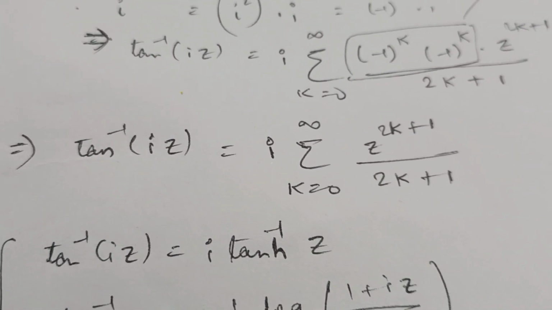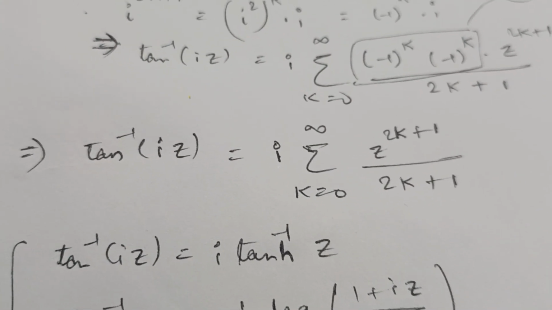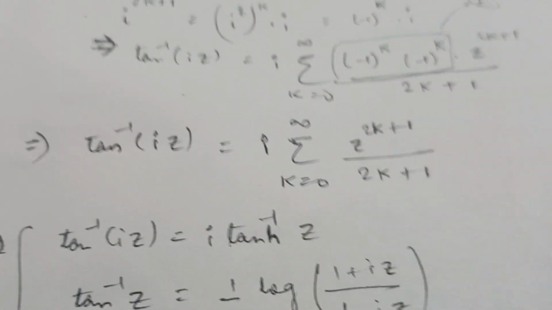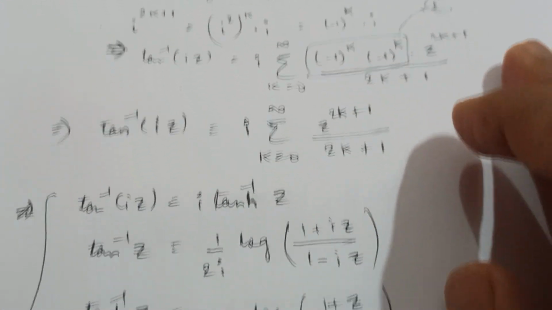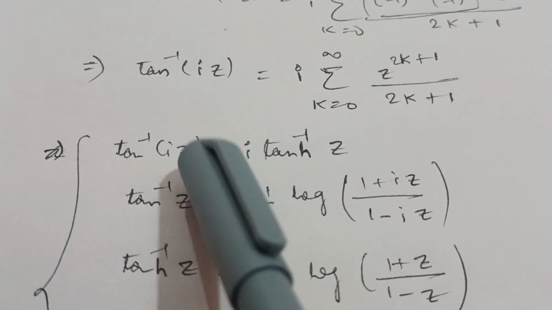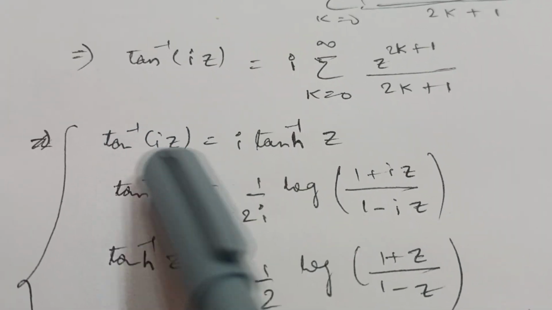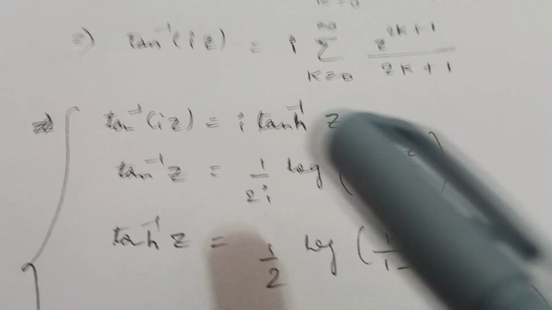After that, you must be familiar with hyperbolic tan inverse. I'm going to use that concept here because this is a complex problem, so I'm going to use some complex techniques. I'm going to write tan inverse iz as i into tan inverse hyperbolic z. Now I will prove this identity. Actually this is a famous identity, but I will prove it anyway.